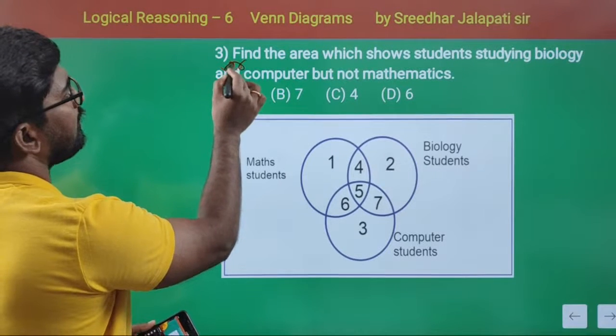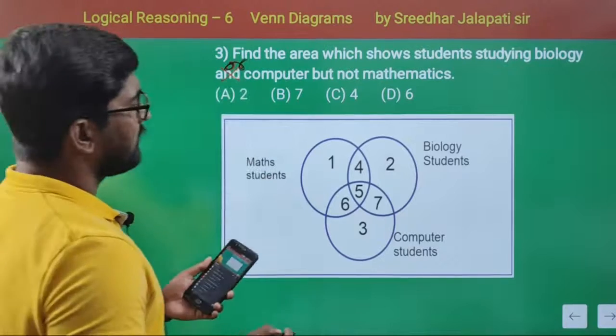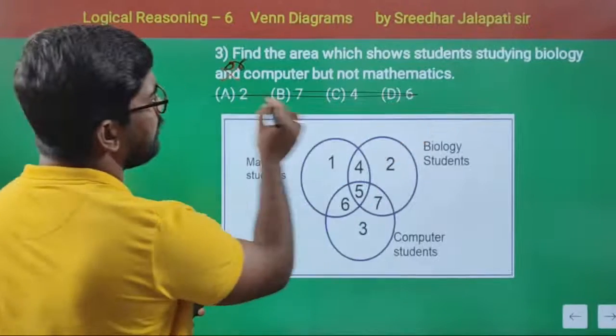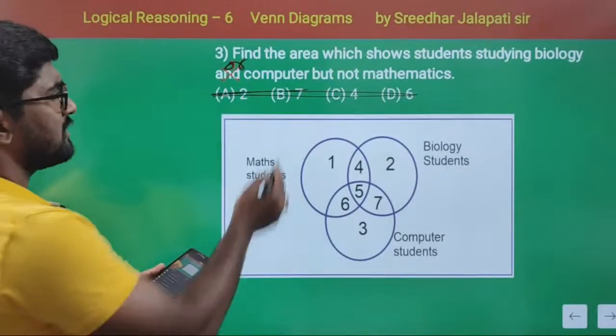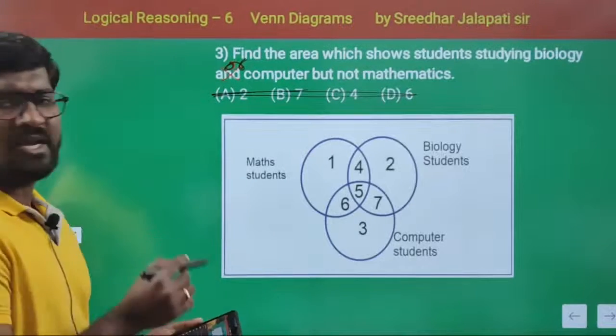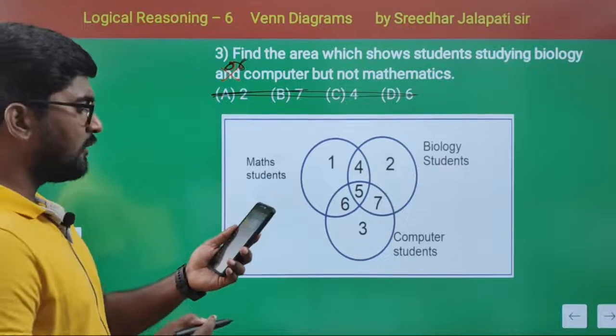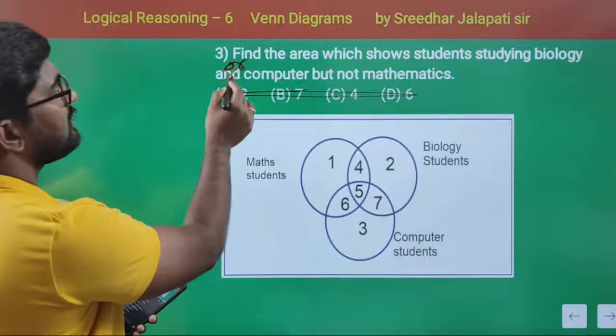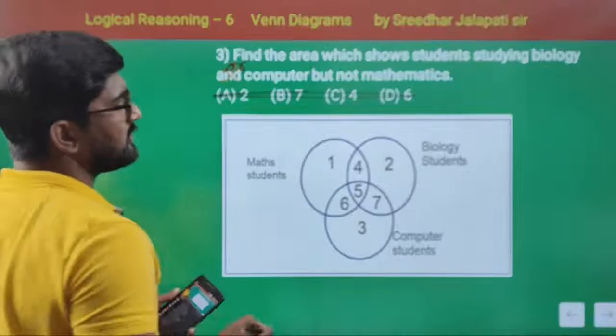Biology or computers, but not mathematics. Do not go by options. You just comment with your answer, because these options are for the question asked. I have changed the question. Now let's see how many of you can answer. If the question is biology or computers, but not mathematics, what is your answer?